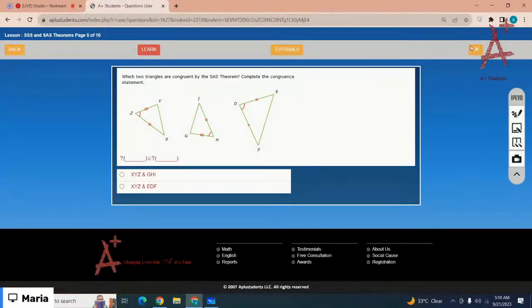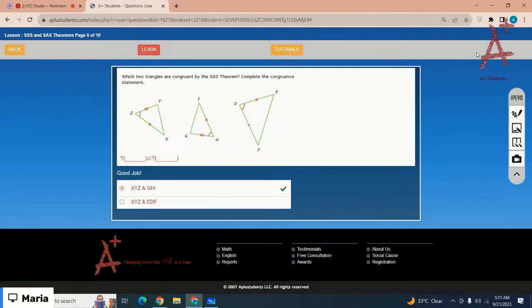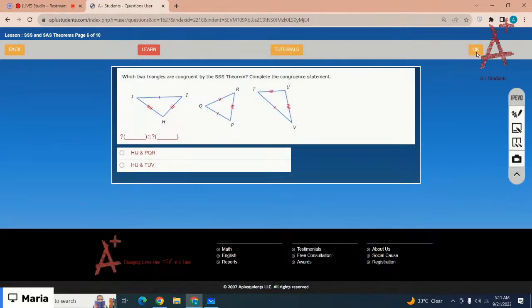Okay, which two triangles are congruent by SAS theorem? Okay, which is the correct option? XYZ and GHI, right? The correct option is option number one, XYZ and GHI are the correct option, right? Okay, you can complete the lesson by yourself later today. Let me just move on to the next lesson.